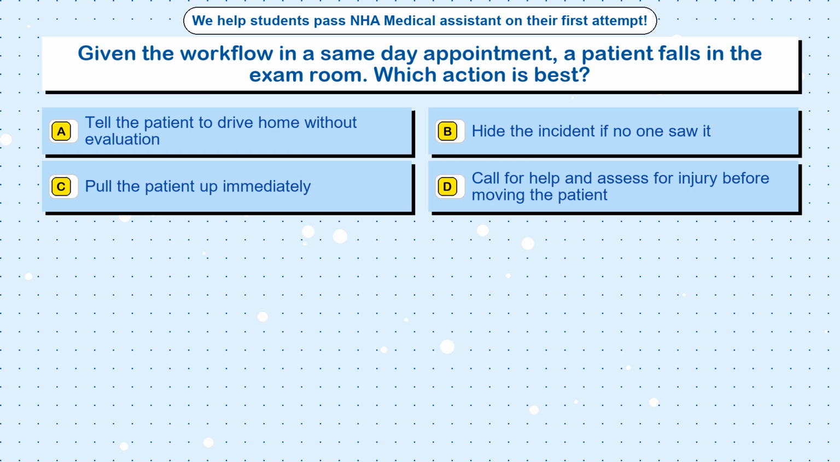Question 77. Given the workflow in a same-day appointment, a patient falls in the exam room. Which action is best? Option A, tell the patient to drive home without evaluation. Option B, hide the incident if no one saw it.